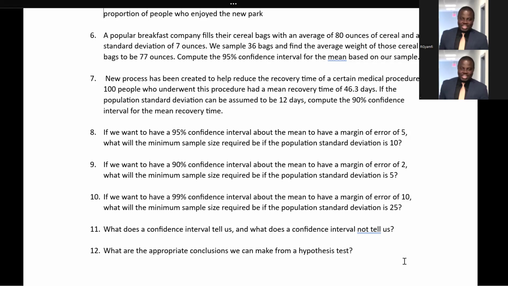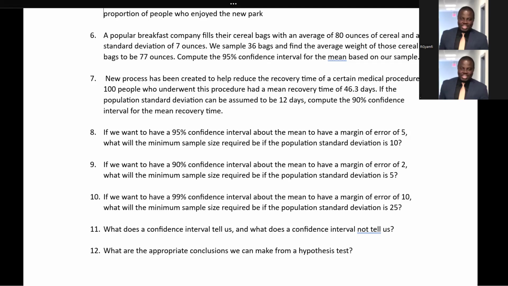In number 10, if we want to have a 99% confidence interval about the mean to have a margin of error of 10, what will the minimum sample size required be if the population standard deviation is 25? Here again, you've got to go to your formula sheet and look for the minimum sample size formula. Remember, this is for the mean. And here we already have the population standard deviation, which is good, so you know you're using the Z.